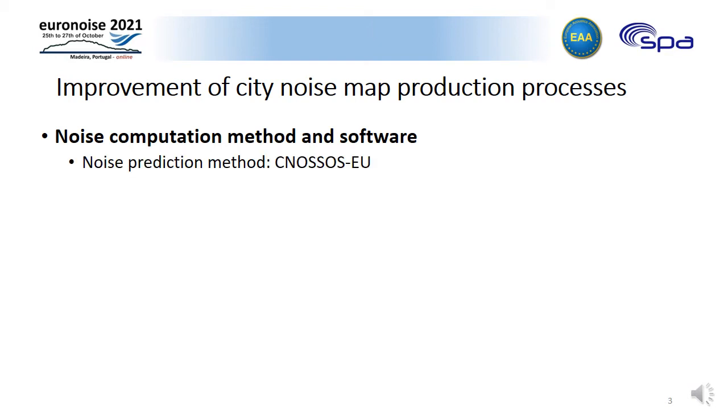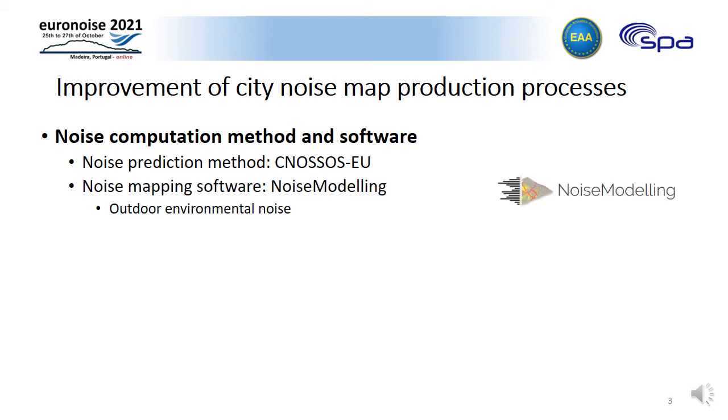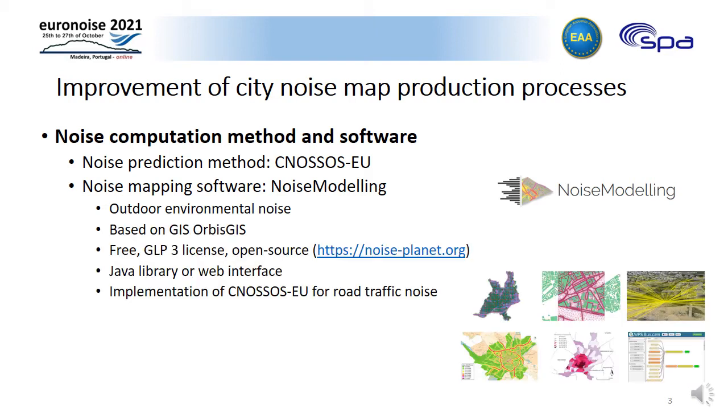The noise prediction method we used for road traffic noise is the European method CNOSSOS-EU that is required by the European Directive. This method was implemented in NoiseModelling, an environmental noise prediction software developed by the authors. NoiseModelling is based on the Geographical Information System, or H2GIS. It is open source and freely available on the net. It can be used as a Java library or through a web interface. The full implementation of CNOSSOS-EU was part of this work package.